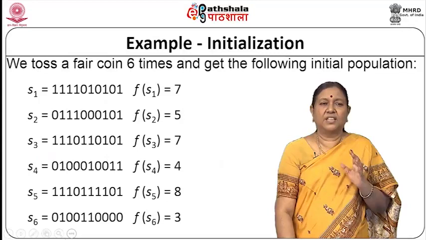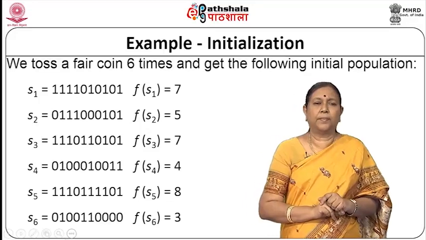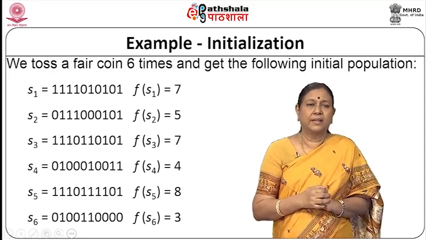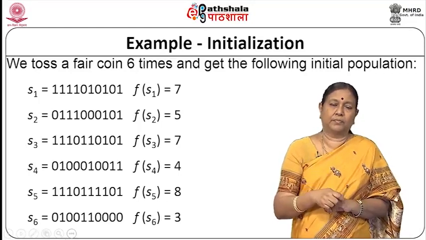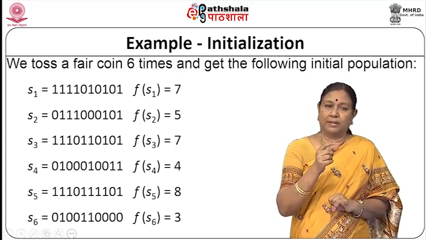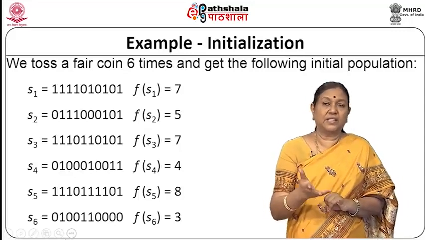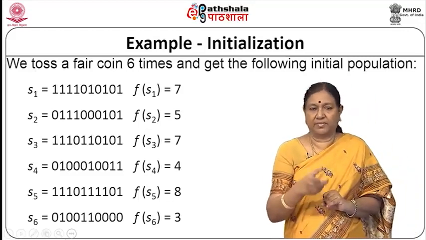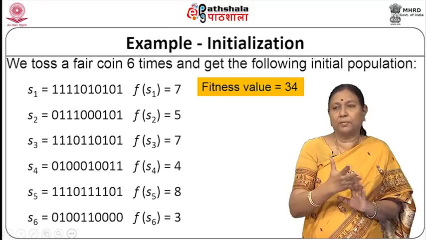So, let us take the initialization. We toss a fair coin 6 times and get the following initial population. The initial population S1 is as given there, and you find that the fitness of S1 to start with is 7, and the next is 5, and the next is 7, and so on. So, we have N equal to 6, the number of individuals in the population is 6, and the binary digits are given there. It is actually randomly generated, and the fitness function is, as you remember, the number of ones in the individual. So, here we have the number of ones, and this is the fitness. The total fitness value for the initial population is 34. Now, we want to maximize this.